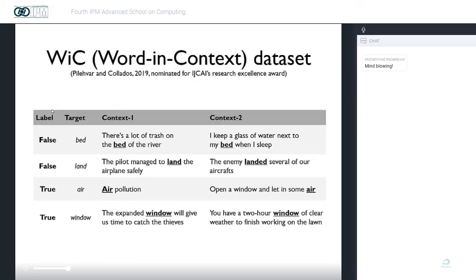The word in context task is in fact a dataset that I proposed with Jose Camacho Collados last year. It's a simple binary classification task for humans. You are given a number of instances in the dataset with true or false labels. Each instance has a target word, like bed, that appears in 2 different sentences. There's a lot of trash on the bed of the river, or I keep a glass of water next to my bed when I sleep. And the model has to identify if the target word is being used with the same meaning or not.